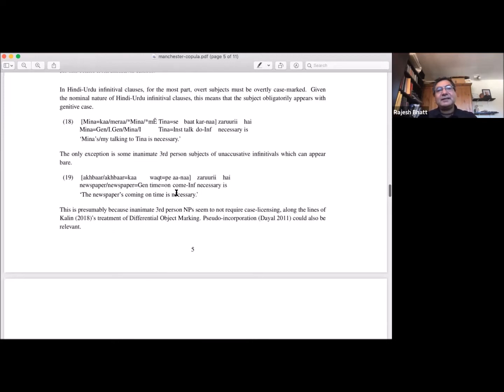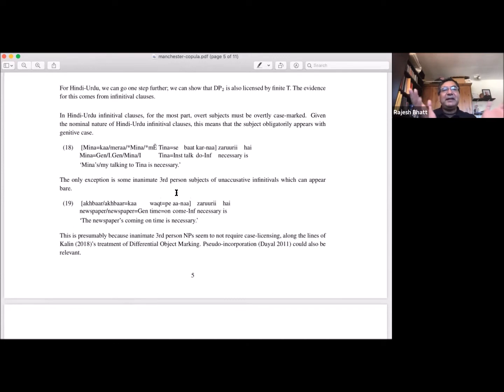Okay, so let's start by looking at the basic idea of case licensing in Hindi. If you have a regular transitive clause and you make it into an infinitive, then the subject either becomes big PRO or it needs to be genitive. This is not radically different from what you find in English.